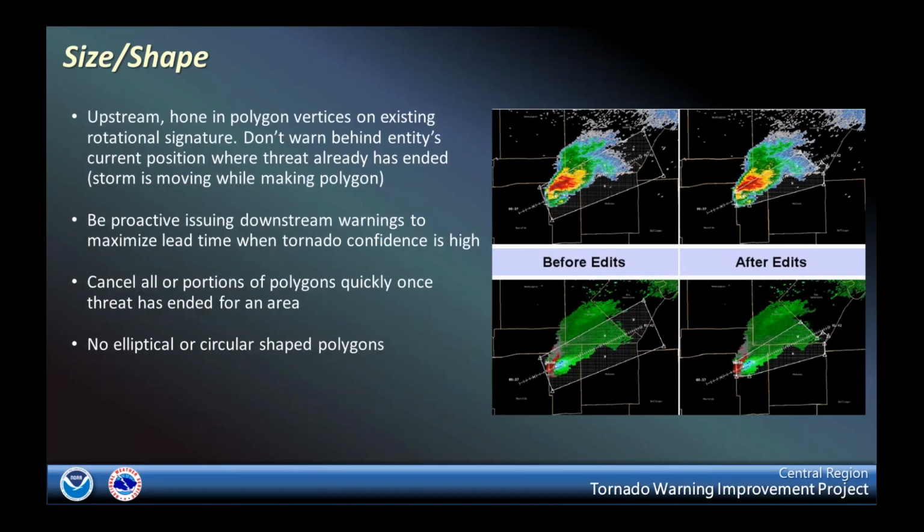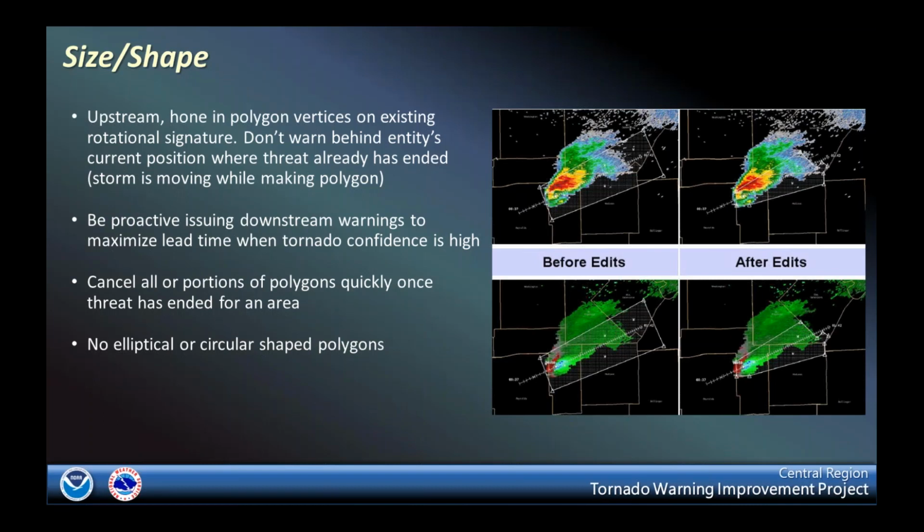On the upstream end, often, at least for a supercell, it goes back behind where the threat actually is. Remember, when you're issuing a warning, that storm continues to move as you get that warning out. And often we can tend to warn for areas where the threat has already passed, and certainly that's not what we want to do, especially in terms of a tornado warning. So pull those vertices in as much as you can there.